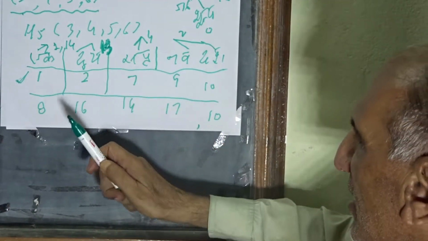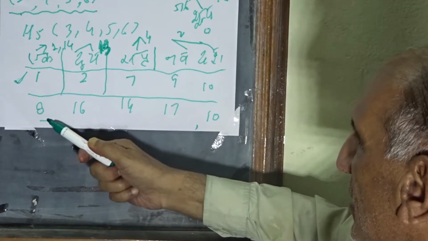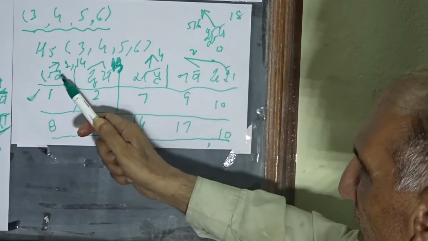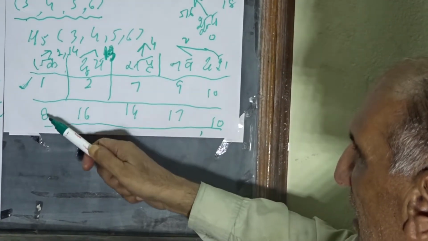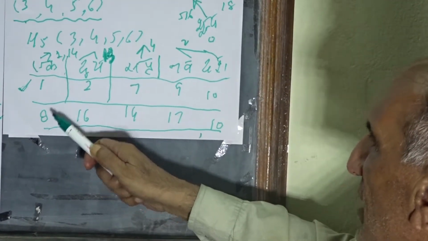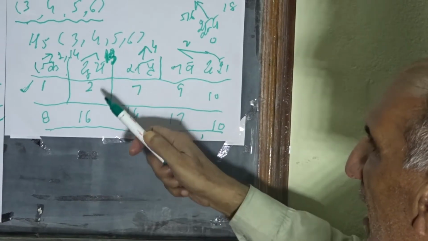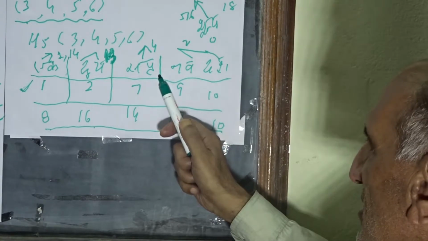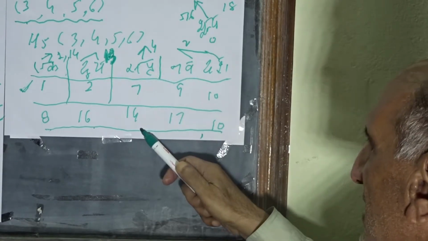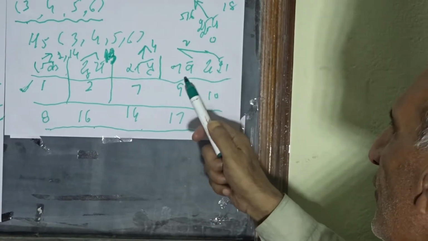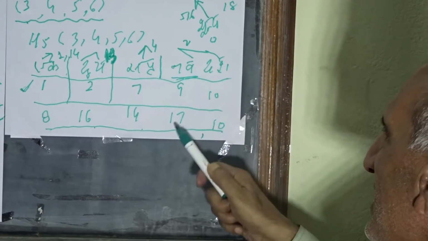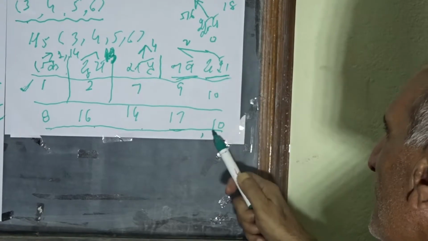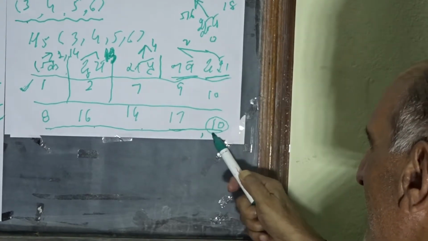let us recheck the transcendental code values of these formulations. The formulation Ek will lead to the value 8. Formulation Dve has 16 as a transcendental code value. Formulation Sapt is having 14 as a TCV value. Formulation Nav is having 17 as TCV value. Formulation Das is having 10 as TCV value.